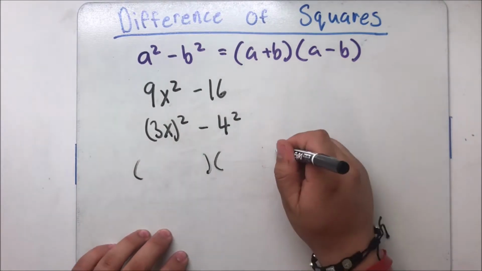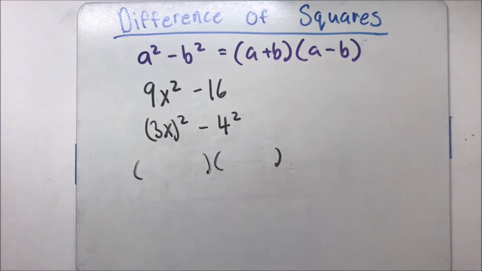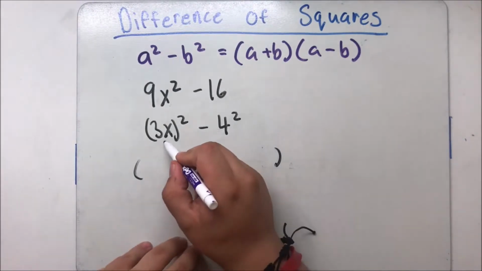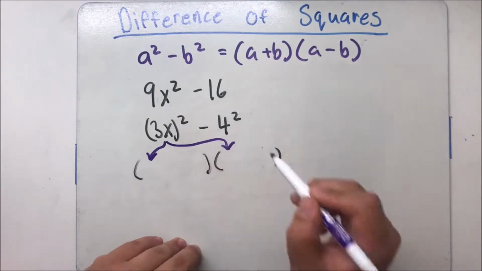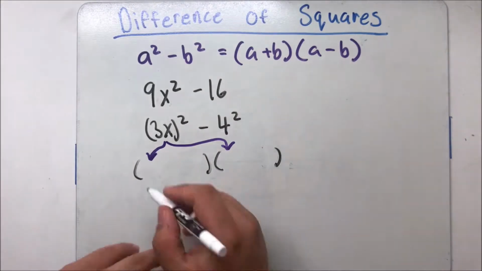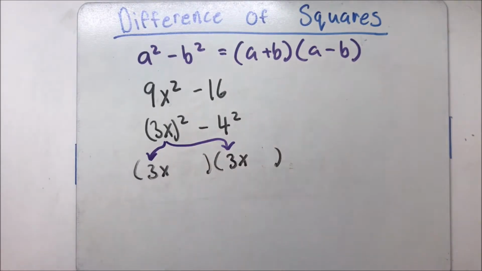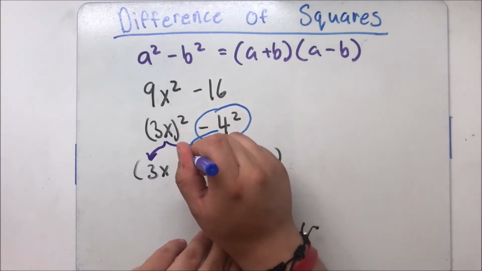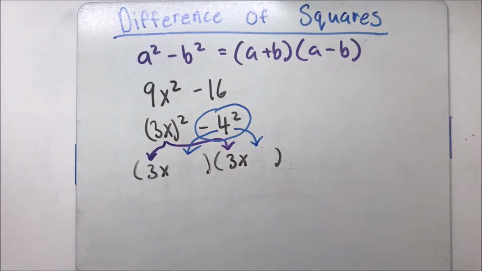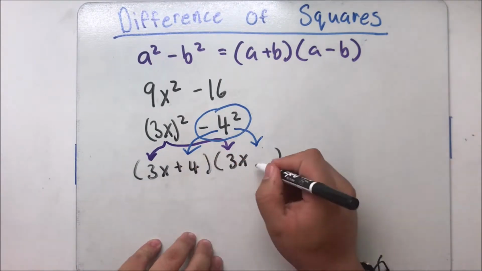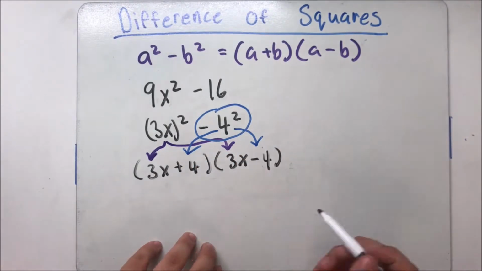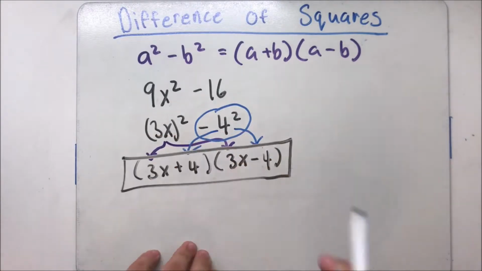Now we can finally factor. We have 3x squared, so we could put one 3x in one parenthesis and another 3x in the other. For the 4 squared, you do the same thing, except you put positive 4 in one parenthesis and negative 4 in the other. And that should be your answer.